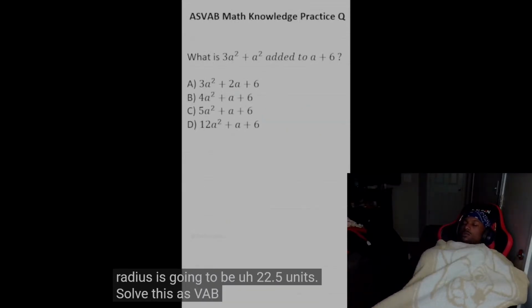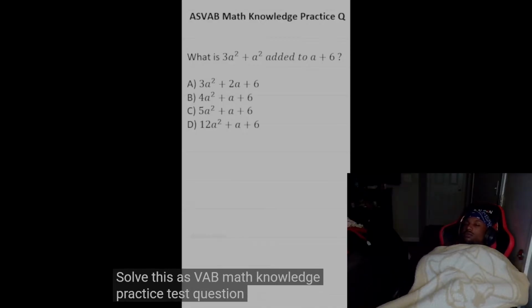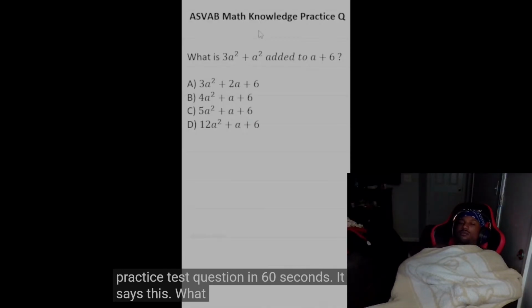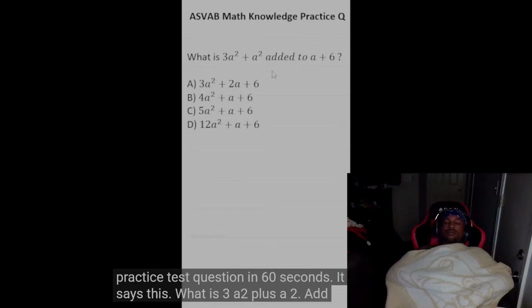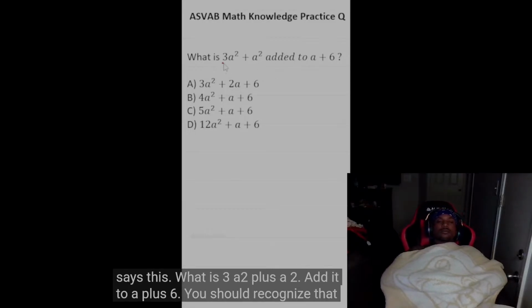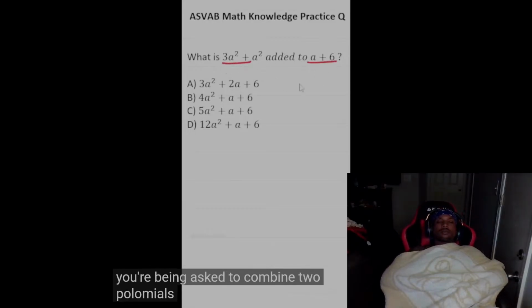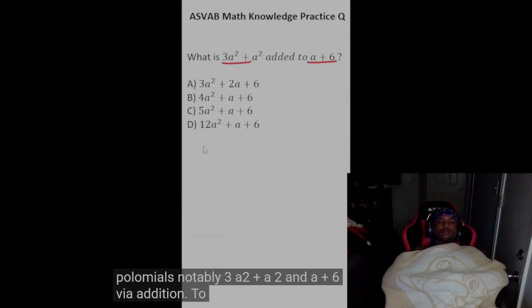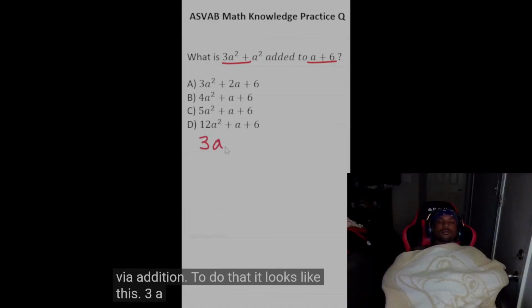Solve this ASVAB Math Knowledge Practice Test question in 60 seconds. It says this: what is 3a squared plus a squared added to a plus 6? You should recognize that you're being asked to combine two polynomials, notably 3a squared plus a squared and a plus 6 via addition. To do that, it looks like this: 3a squared plus a squared plus a plus 6.